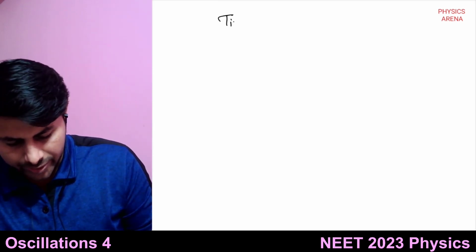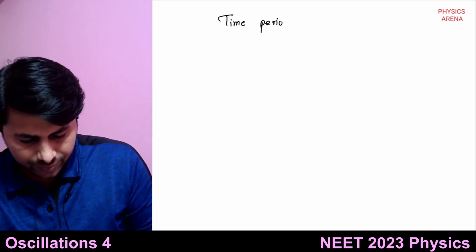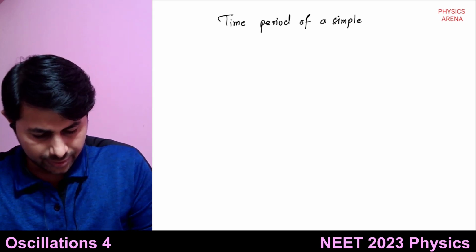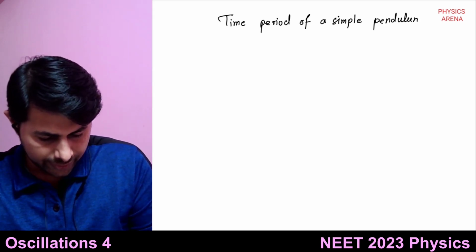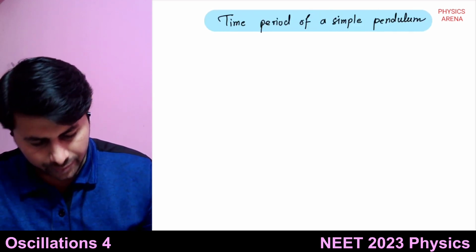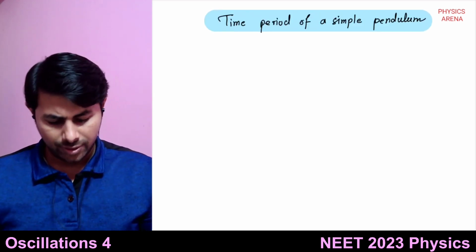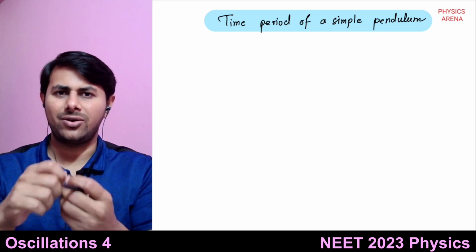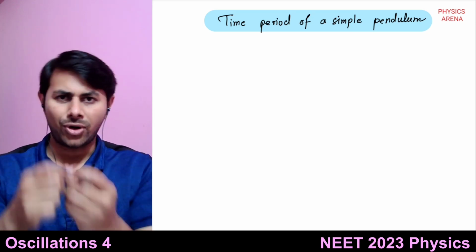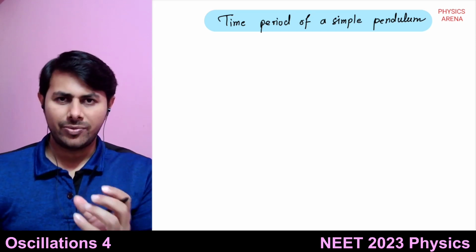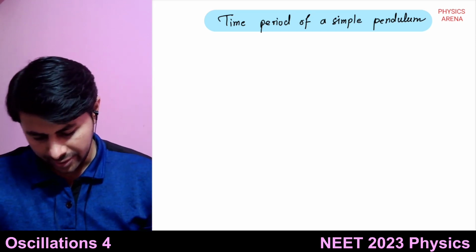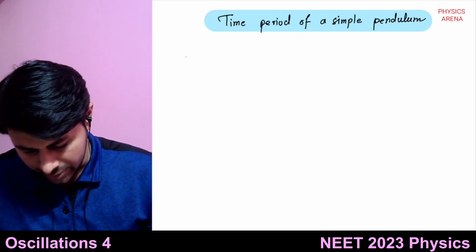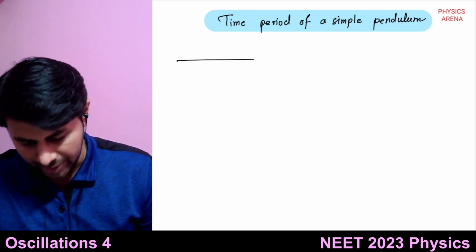Next, let us discuss one topic. Let's talk about the time period of a simple pendulum. So what is a pendulum? We know what a pendulum is. It's a structure in which you have a thread, or let's suppose a thin rod, and a bob. Some mass is connected at one end of that rod or string. That kind of structure is known as a pendulum.